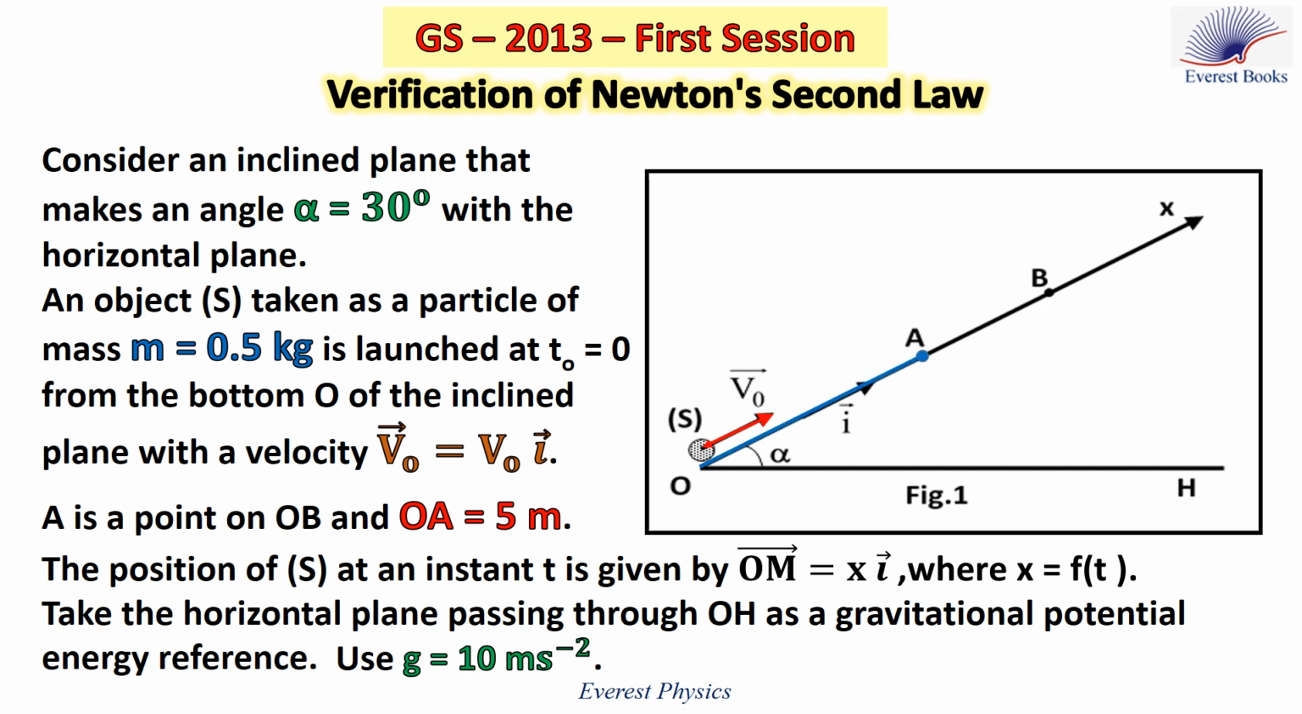The position of S at an instant t is given by OM equals x i, where x equals f of t, a function of time t. Take the horizontal plane passing through O as the gravitational potential energy reference and use g equals 10 meters per second squared.